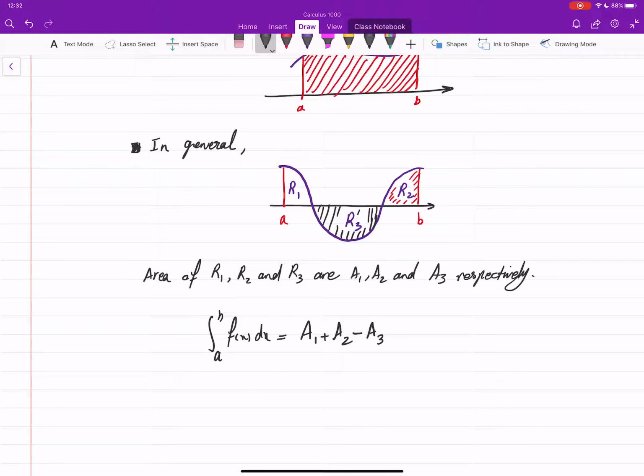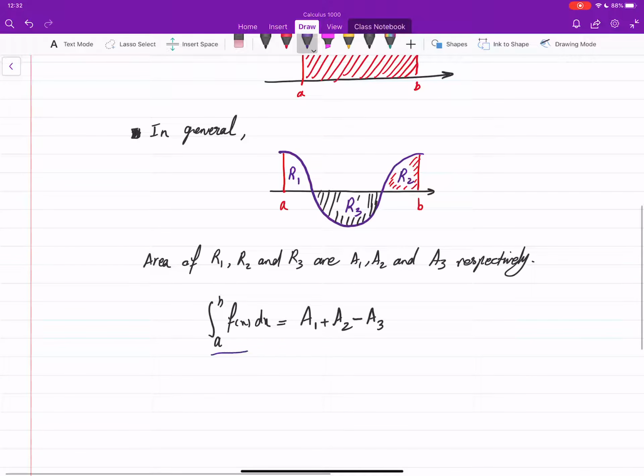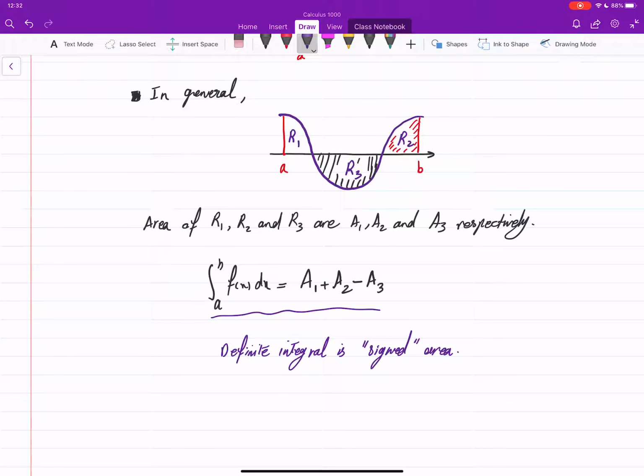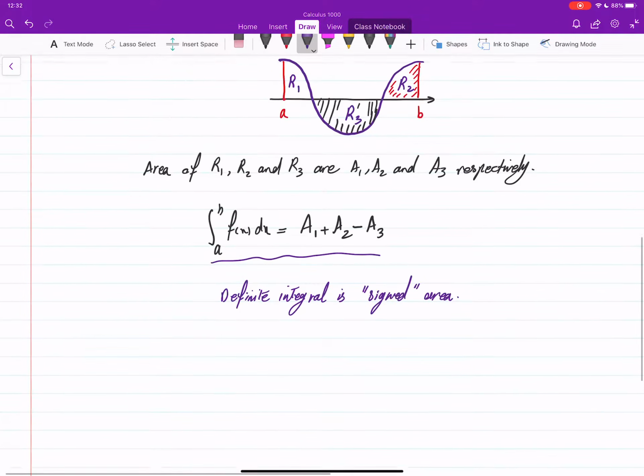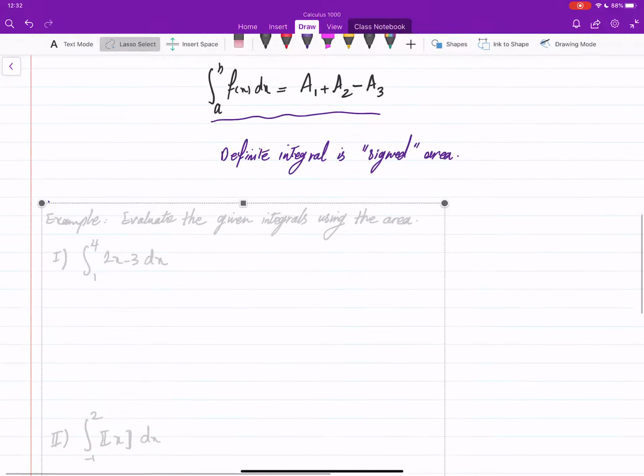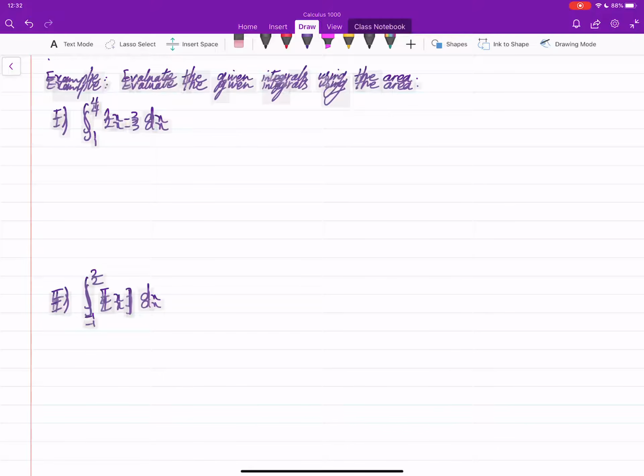So let me just write this here. What I mean is exactly this: the definite integral is somehow signed area. So you have to be careful. If the region is above the x-axis, you have to add it. If it is below, you have to subtract. Very nice. Let's see these in some examples, and we will use area to find the given definite integrals.